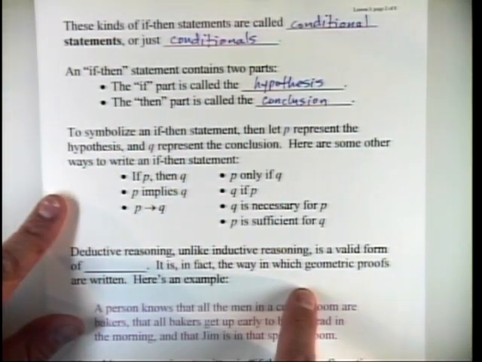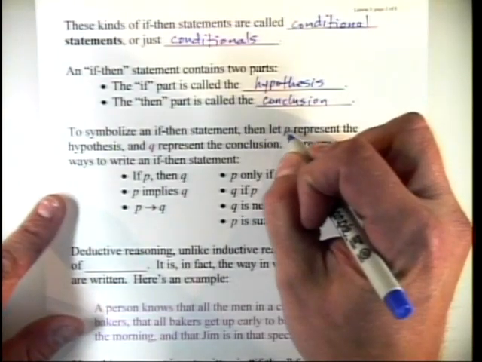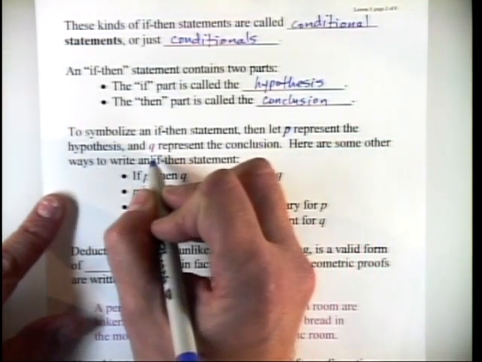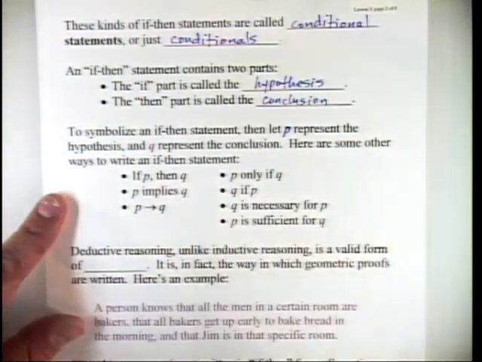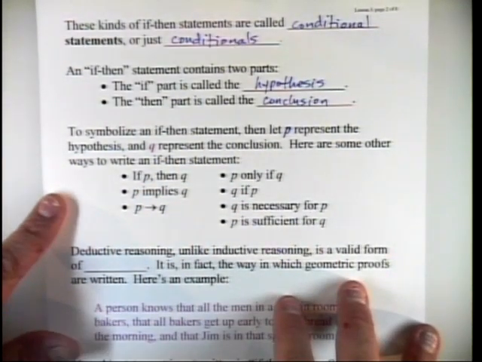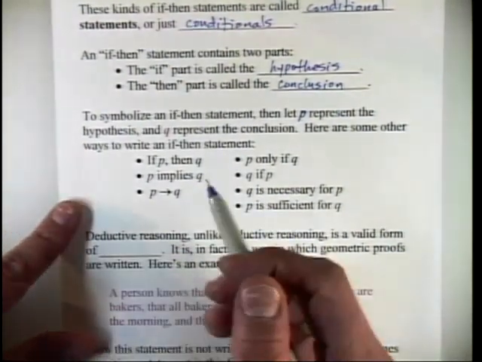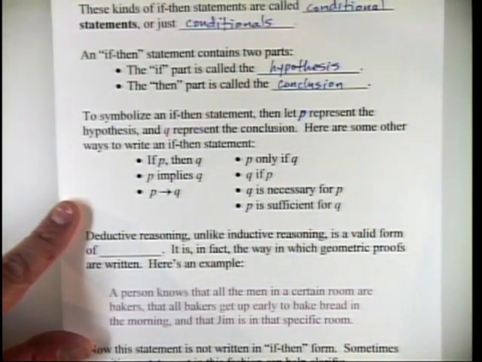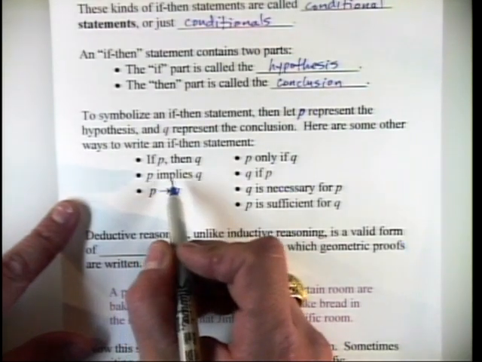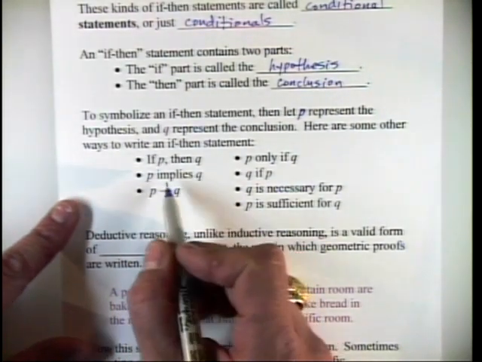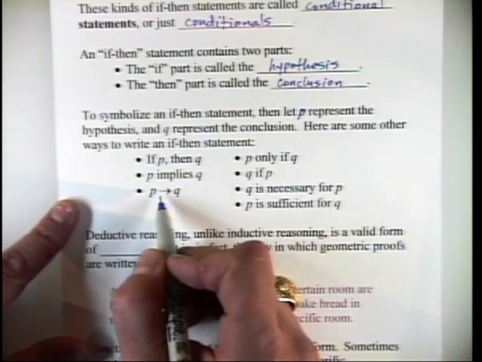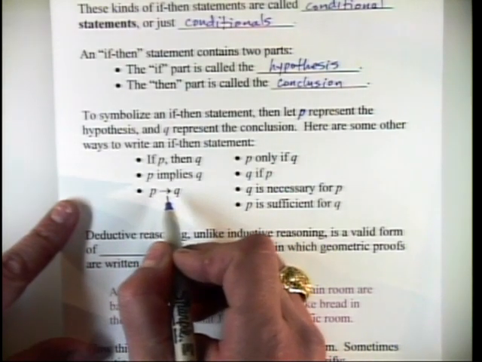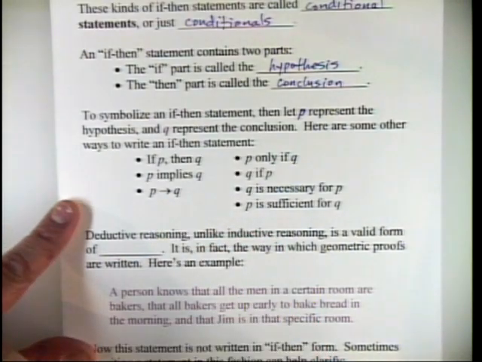So to symbolize an if-then statement, we can let the letter P represent the hypothesis, the if part, and we can let the letter Q represent the conclusion, the then part. So here's some other ways that we can shorthand write the if-then statement. We can now say if P, then Q. We can also say that P implies Q. We can say the same sentence just with symbols by using this single directional arrow, and we read that also as P implies Q. And those are pretty common.